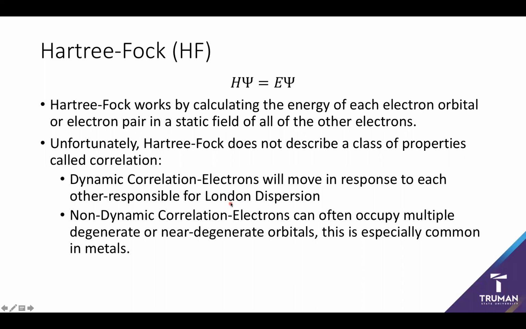Furthermore, it also misses an entire set of properties called non-dynamic correlation. So this is essentially the idea that if I have multiple molecular orbitals that are degenerate, so they share the same energy or very similar energies, what will actually happen is you'll have a single electron occupying multiple of these different orbitals. One of the cases where this is very common is in metals, which tend to have a lot of degenerate orbitals, but you'll often see this in long conjugated organic chains. So think about pi networks. As a result of those pi networks, you often get these degenerate orbitals. And again, Hartree-Fock absolutely fails at these.